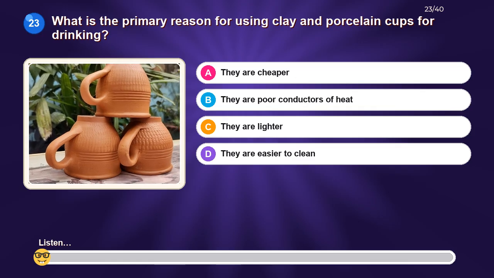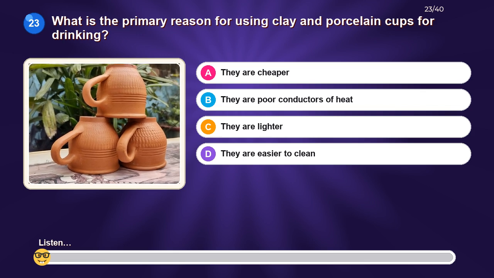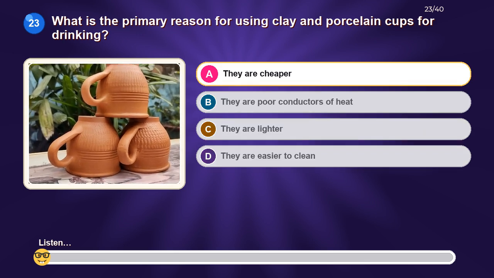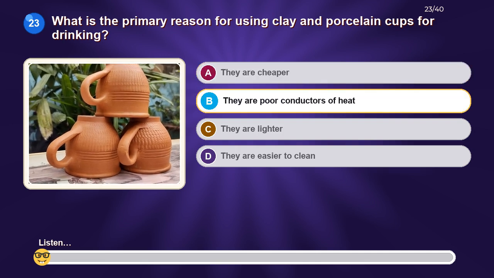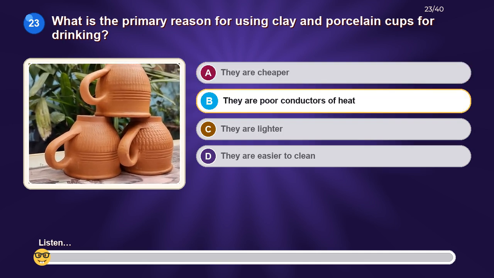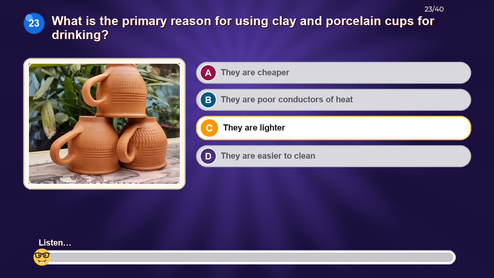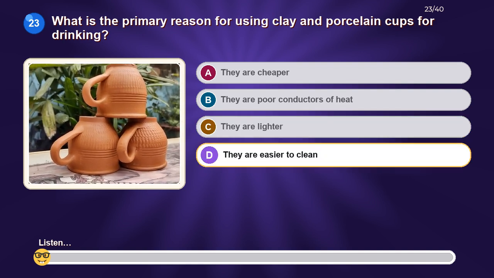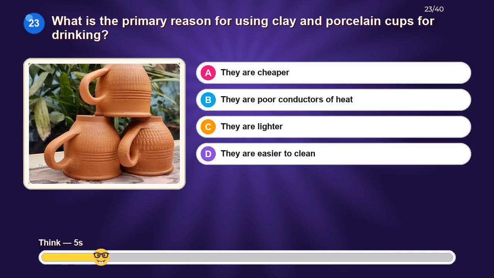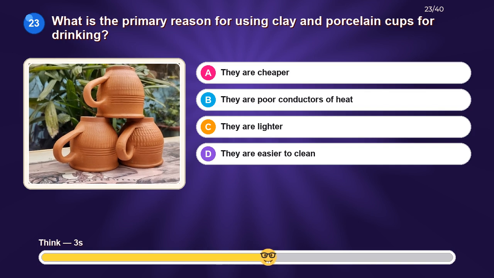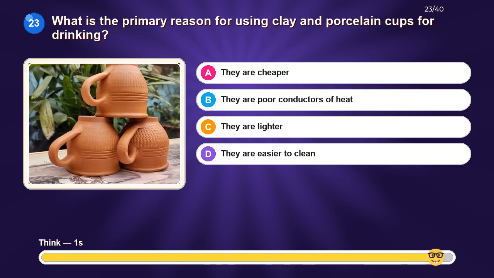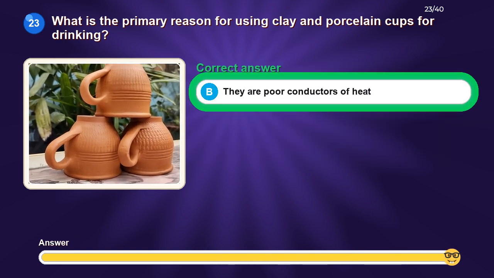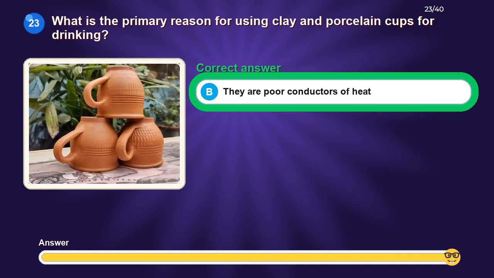What is the primary reason for using clay and porcelain cups for drinking? Option A, they are cheaper. Option B, they are poor conductors of heat. Option C, they are lighter. Option D, they are easier to clean. The correct answer is, they are poor conductors of heat.